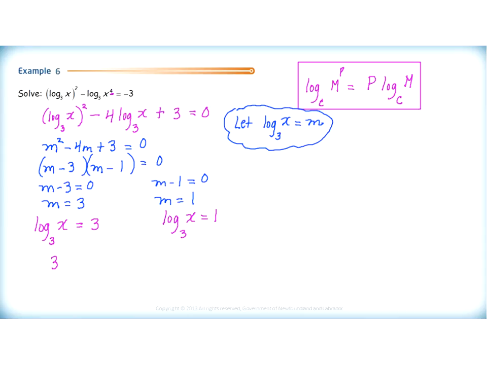So we say 3 cubed is equal to x. And there we have x is equal to 27. In the second example, we have 3 raised to the power of 1 is equal to x, so x is equal to 3. And these provide us with 2 solutions for this equation.